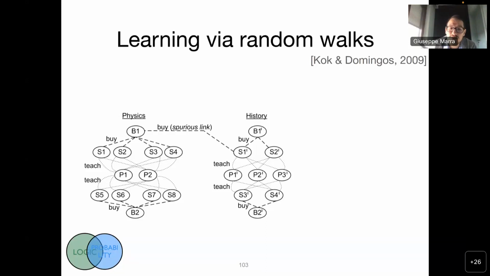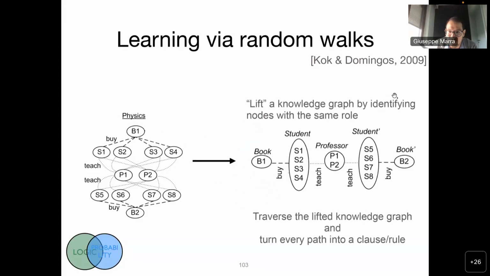For example, here you can see that there is a book that is bought by a student that is taught by a professor, and you see that all these elements at this level have similar relationships both with the book and with the professors. Also here is another department, with similar relationships again. So what you can do here is use these relationships to define nodes with the same roles. And what you build here is a kind of schema of your data, a very approximate schema, of course. And what you can do after you have the schema is to traverse this so-called lifted knowledge graph and use the paths as rules.